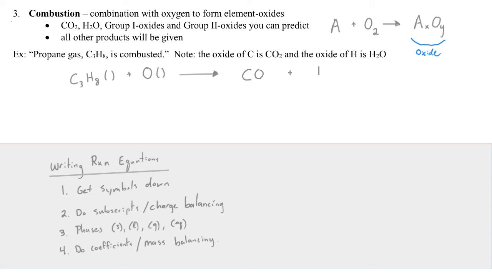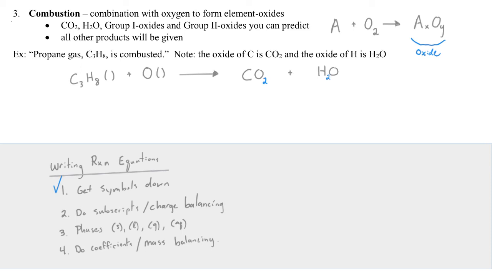So now we've completed step 1. Let's move on to step 2, which is the subscripts. Let's start over here with the oxides. We know we're forming the oxide of carbon, and it specifically is carbon dioxide. So let's put our subscript 2 there. And then we're also forming water, so it's H2O.